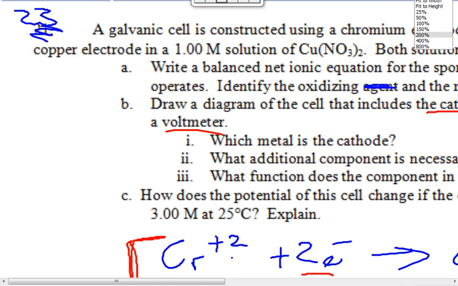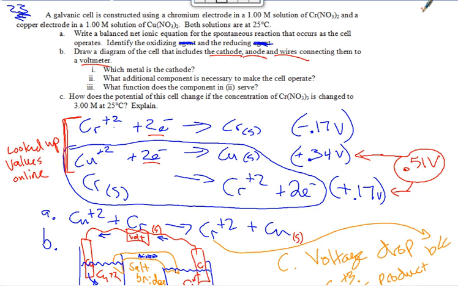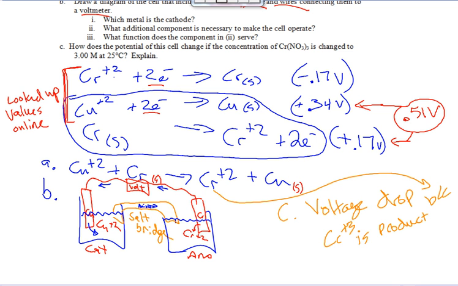I don't think I answered all the questions there. Oh, part C. How does the potential of this cell change if the concentration of chromium is changed to 3 molar? If I change the chromium, which is a product, to 3 molar, then the voltage should drop because we're adding a product. That would be a bad thing.